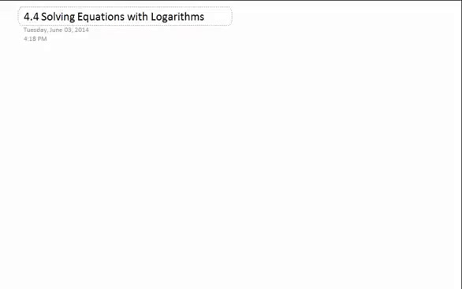Section 4.4 starts taking a look at how we can solve equations with logarithms. Yesterday we took a look at how we solve exponential equations by using logarithms. Today we're going to have logarithm equations that we're going to have to solve by using exponents. But before we get too far into this, we first should address the little issue about domain and logarithms.